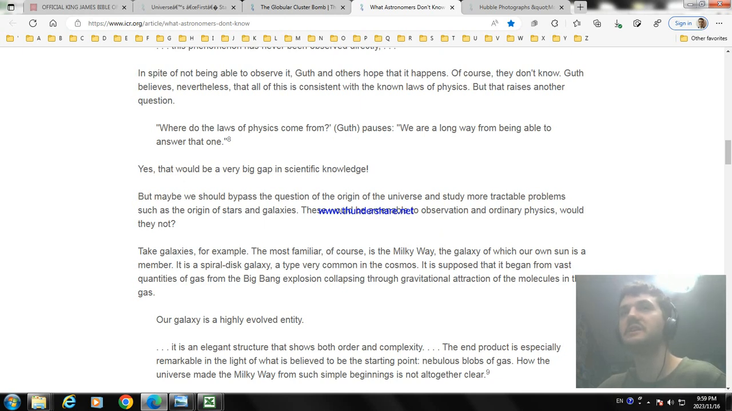Guth believes, nevertheless, that it is all consistent with the known laws of physics, and that raises another question: where do the laws of physics come from? Gold pauses. How long will it take to answer that one? Yes, that would be a very big gap in scientific knowledge.